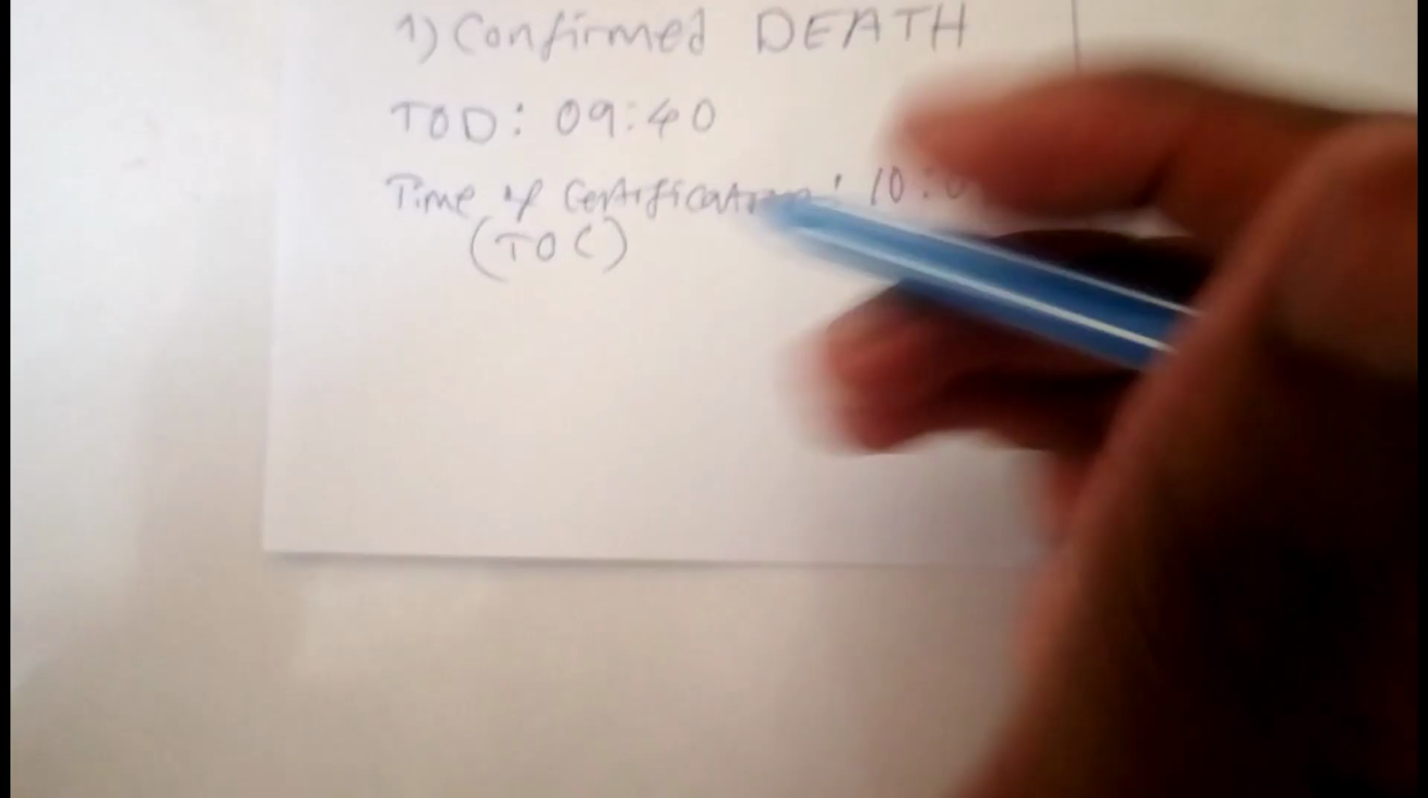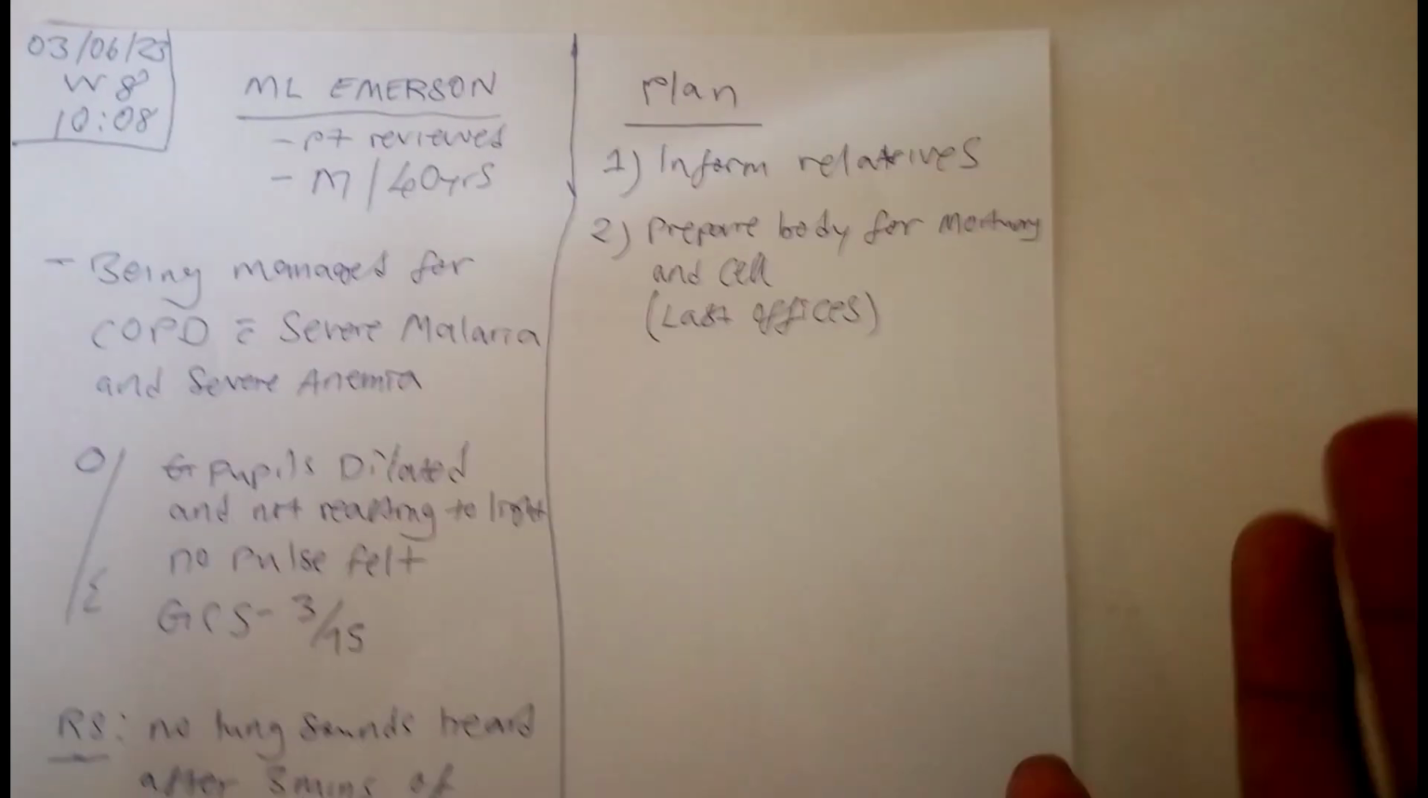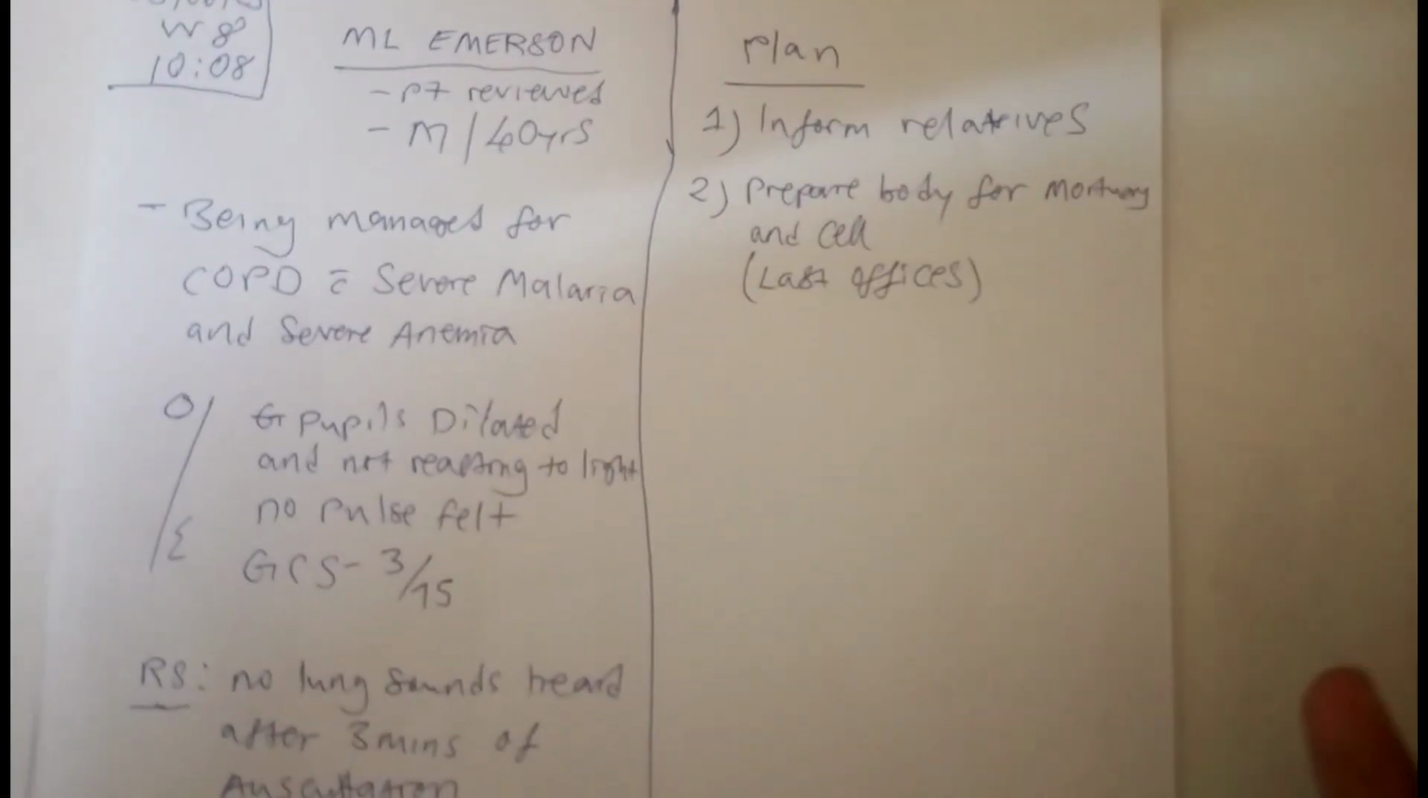Then, okay, plan. Let me just write the plan here, so that we have more space. So plan. 1, inform relatives. Okay, that's 1, inform relatives. Then 2, prepare body for morgue, prepare body for mortuary and cell. Or other people say last offices, that's what they call it, where they put a patient in blankets and they tie and they prepare everything. So that's prepare body for morgue and cell.